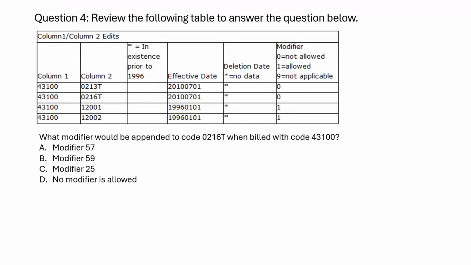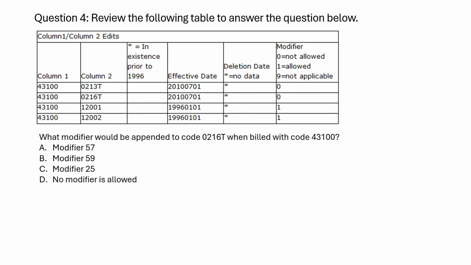Question 4. Review the following table to answer the question below. We have a table here with column 1 and column 2 edits. We can see that column 1 is CPT code 43100. Column 1 contains what is known as the primary procedure code. This column lists the primary CPT or HCPCS code that, when billed with a code in column 2, might have billing restrictions based on NCCI edits.